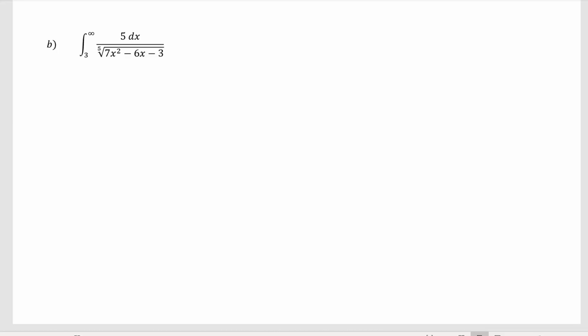So, how about u substitution? If we let u be the inner function 7x squared minus 6x minus 3, then du, we should expect to have some x term on the numerator, but we don't have. So it means we're not able to integrate this function. So maybe we can think about using the comparison test. What do we want to compare with? We have 5 over the 5th root of 7x squared minus 6x minus 3.